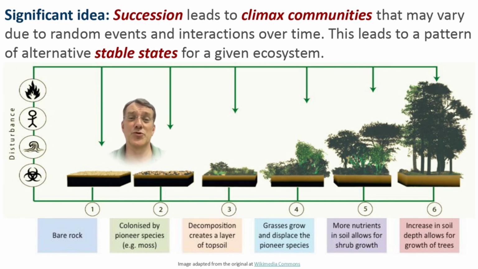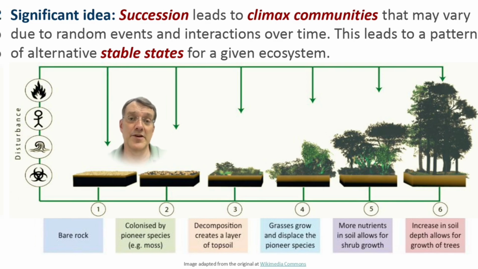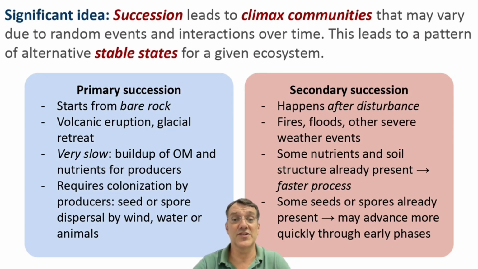Succession proceeds through stages or seres, from pioneer species colonizing bare rock to increasingly complex communities. The diagram shows the progression from bare rock through various seres to a forest climax community. There are 2 main types of succession. Primary succession starts from bare rock or substrate with no prior soil development, where no organisms have lived before. This usually happens after a volcanic eruption.